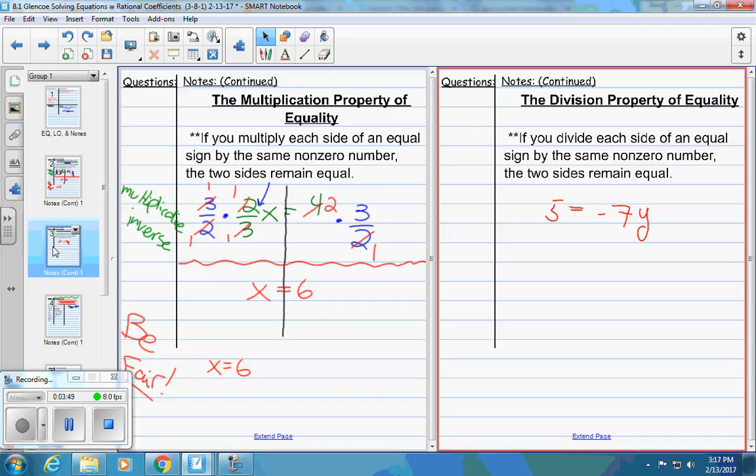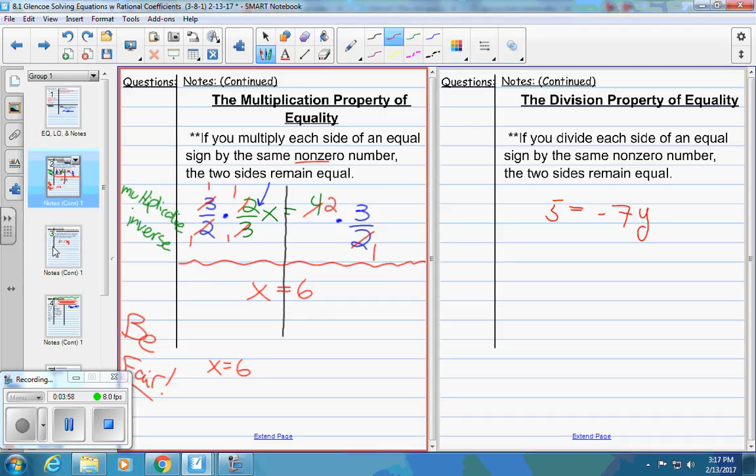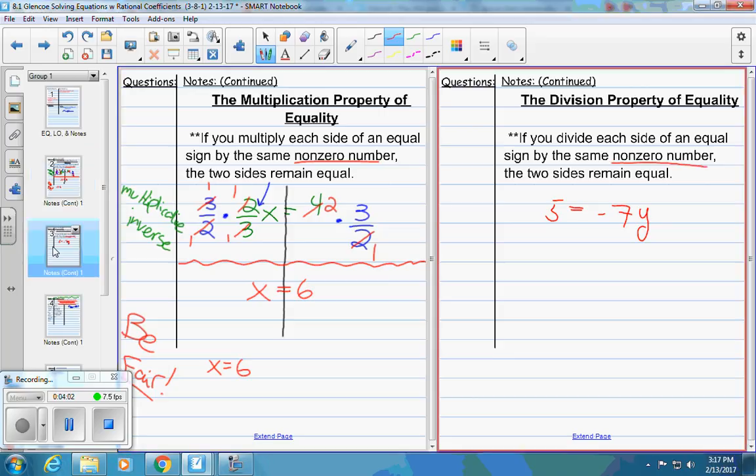Welcome back. This is really similar to what we just did on the left side, and we're going to do it on the right side. The one key you have to recognize here is that this only works for non-zero numbers, because if the number is 0, there is no reciprocal.